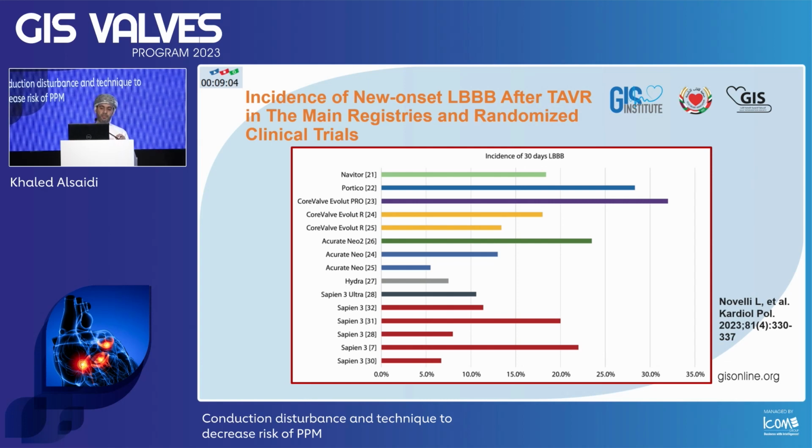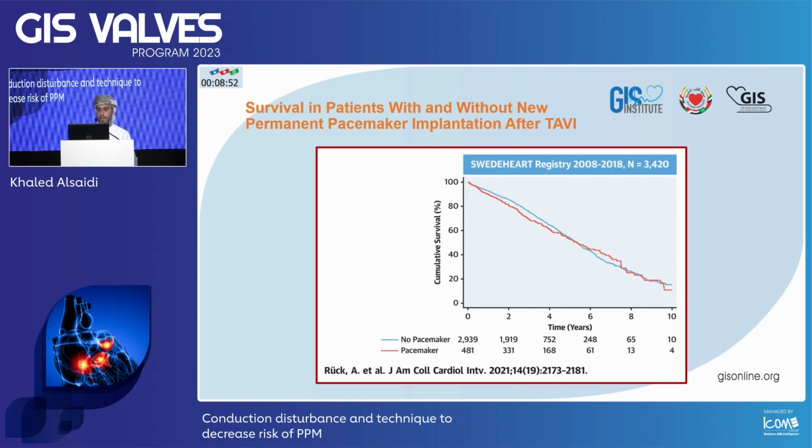Sorry, this is a left bundle branch block. So we talk about different thresholds for pacemaker implantation between different centers, but this is for the LBBB, so that is not really applied.